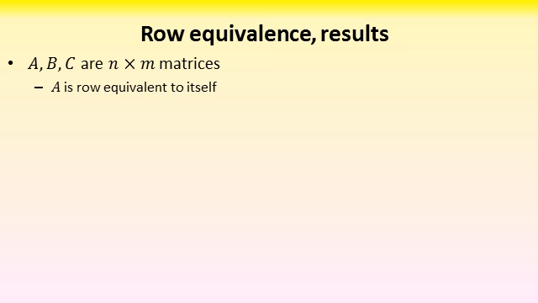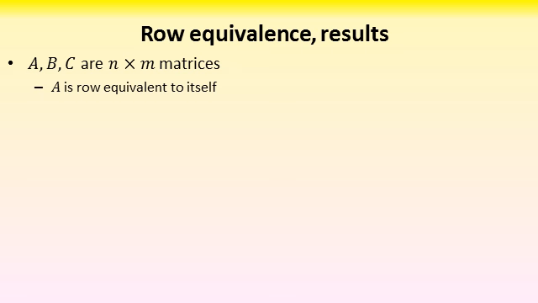First, row equivalence forms what's called an equivalence class. That really means the following. Let's say that A, B, and C are three arbitrary matrices of the same dimension. First, A is row equivalent to itself. That follows from two facts. The first is that the identity matrix is an elementary matrix. Second, if you pre-multiply A by the identity matrix, you end up with A itself. So you can get from A to A simply by pre-multiplying by the identity matrix.